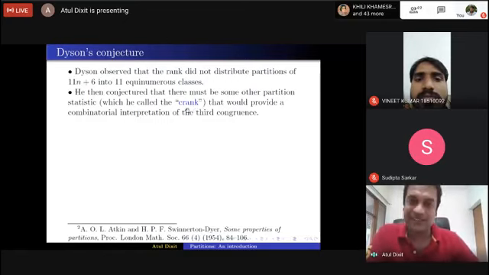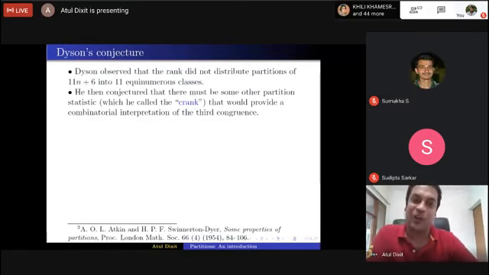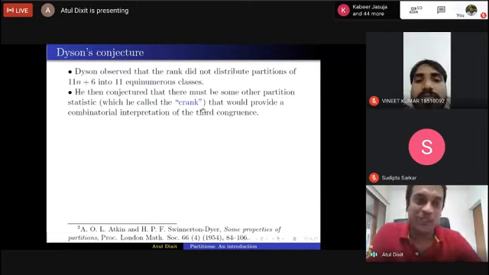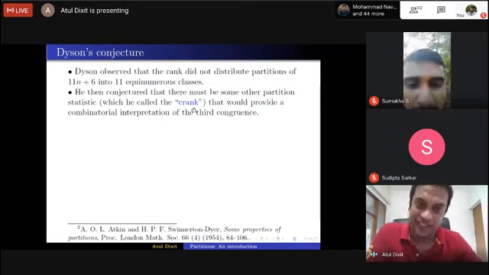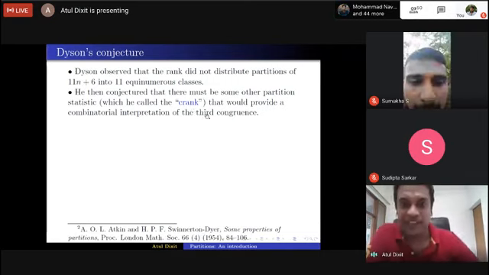But of course, the fate of crank was not as bleak as planet Vulcan. We'll see that very soon. But what I want to say is that Dyson's first paper, the very first published paper, considered in mathematics or in physics, was on partitions, this 1944 paper where he explained rank and he hypothesized crank.